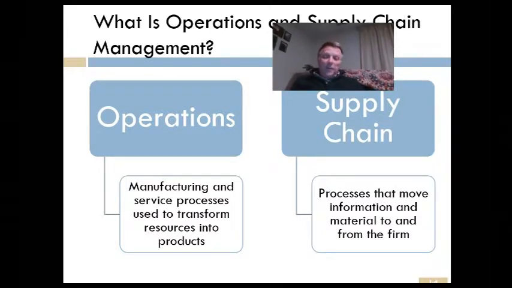In operations, we talk about manufacturing and service processes that transform raw resources into products or services, whereas supply chain is more about the processes that move information around, move material around from point A to point B.